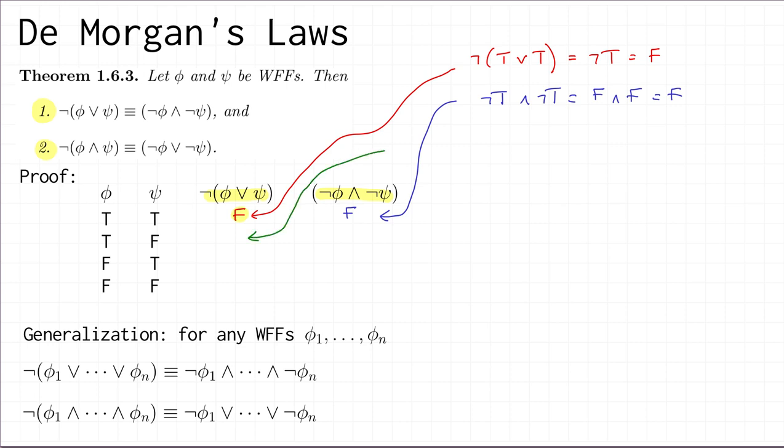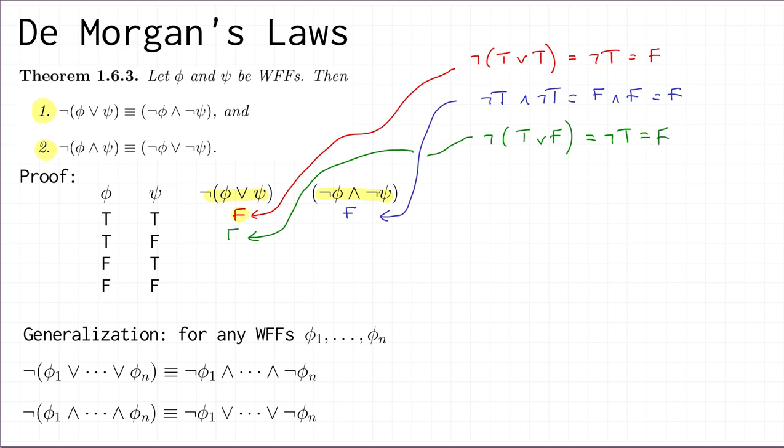So let's join it up to where the calculation's going to be. It's going to be here. This time phi is true and psi is false under the truth assignment we're thinking about. So we're looking at the negation of true or false. Now from the truth table for or, true or false is true, so we've got not true, which is false.